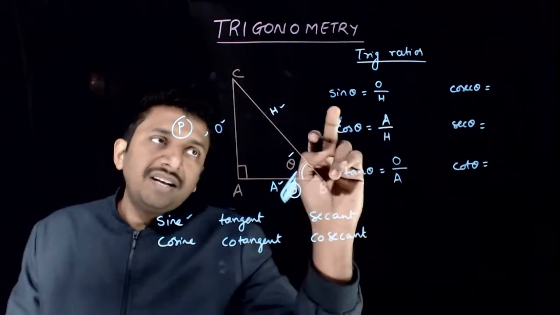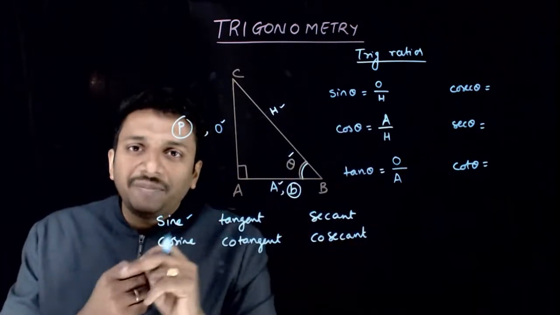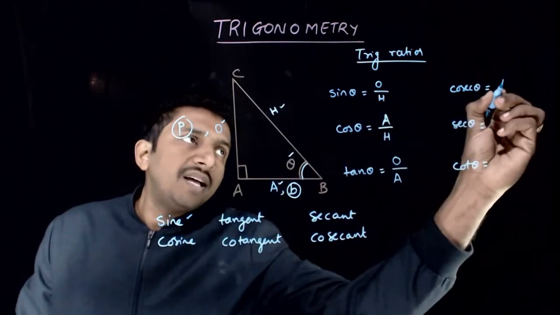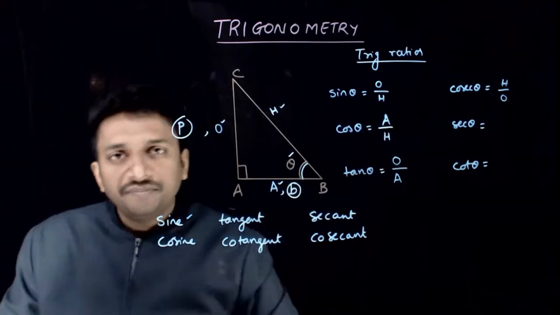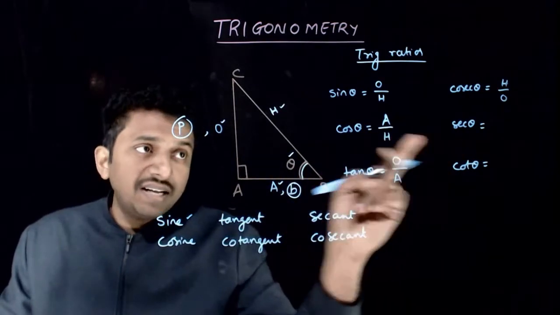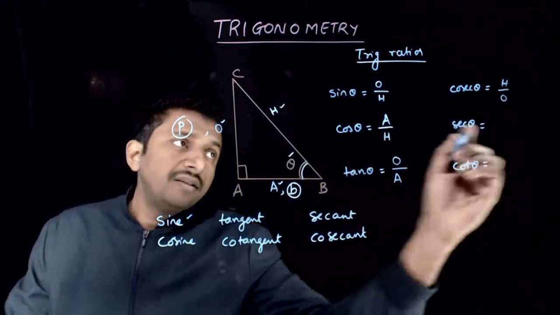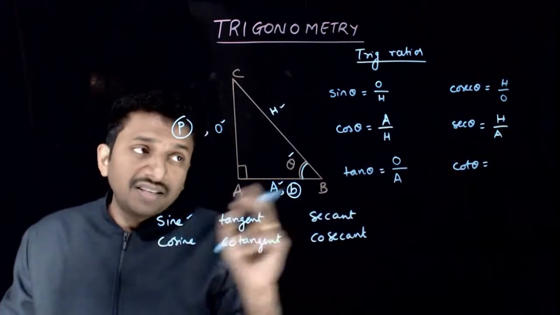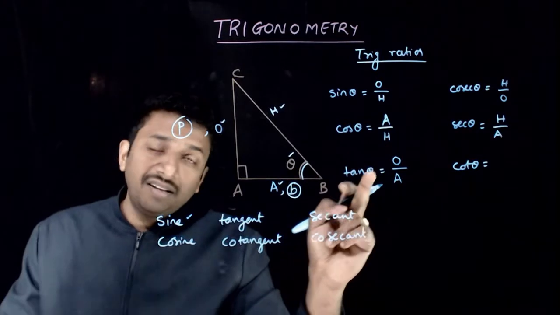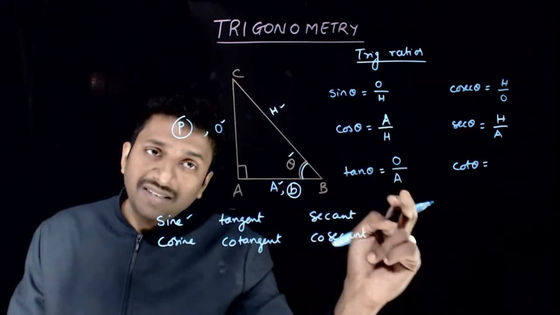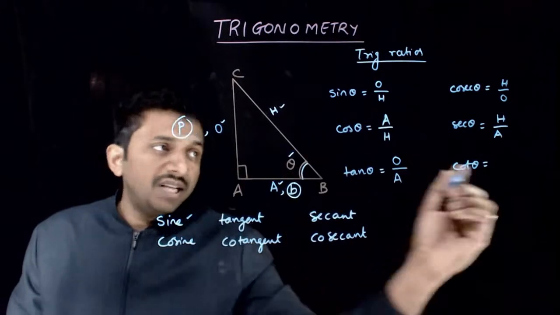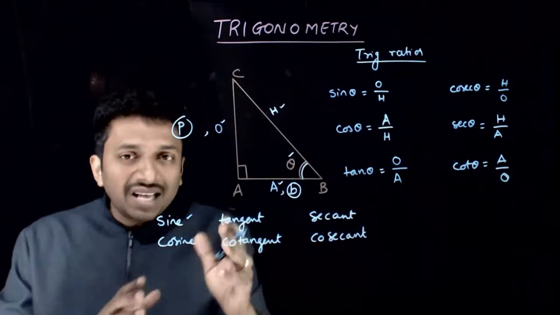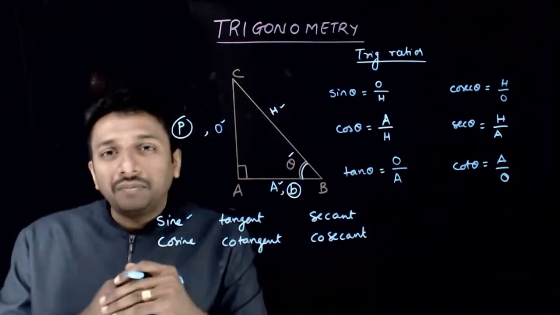Next, cosecant theta is the reciprocal of sine theta. Sine theta is O by H, opposite side by hypotenuse. Cosecant theta is hypotenuse by opposite side. And secant is the reciprocal of cos theta, so hypotenuse by adjacent side. Cot theta is the reciprocal of tan theta. O by A, opposite by adjacent is tan. Adjacent by opposite is cot theta. So these are 6 trigonometric ratios which you need to remember.